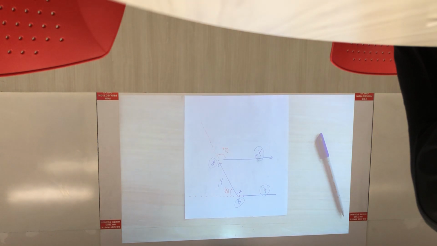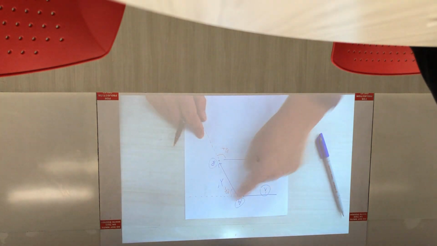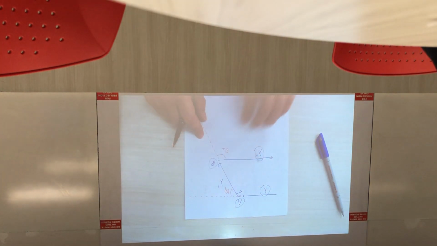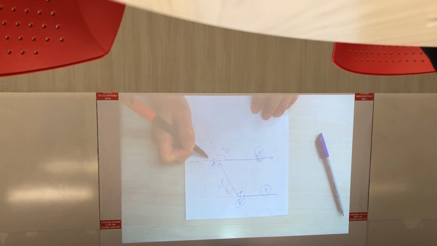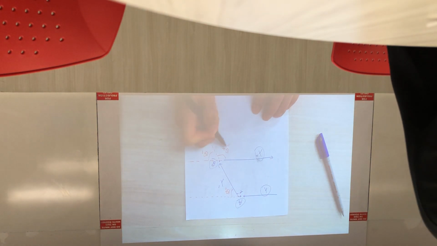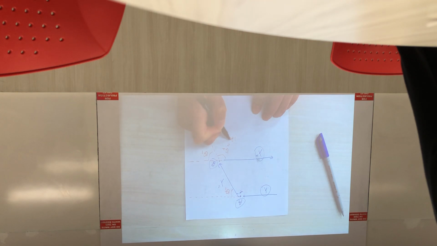Then immediately you can see that because those two lines are parallel, if I extend this, then this is angle theta 1. So then angle theta 2 is going to be 180 minus angle theta 1.